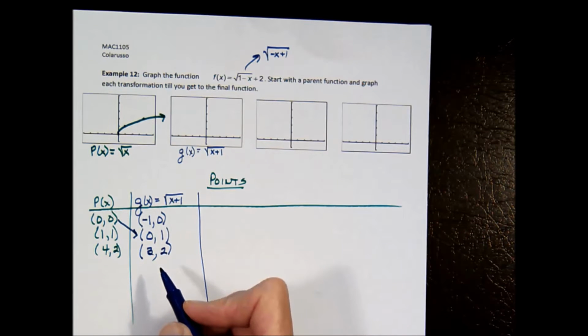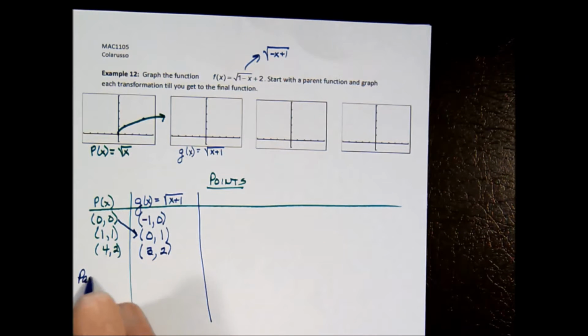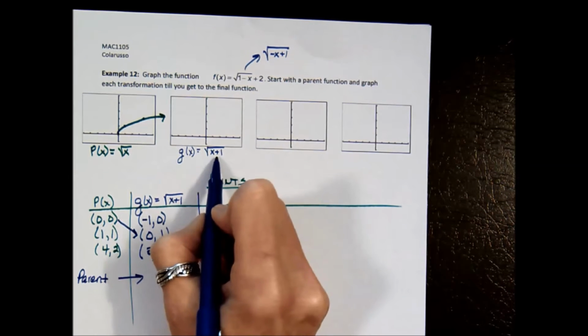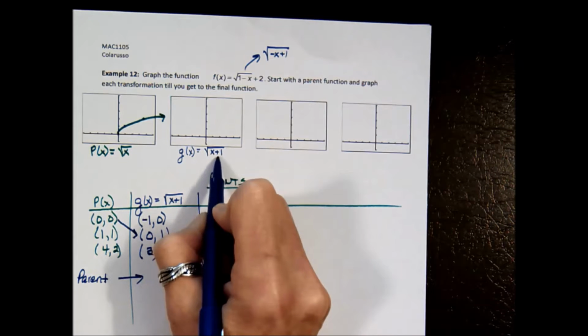So what was I really doing? I started with a parent function, and because this is inside the function, that means it was a horizontal shift going left 1.